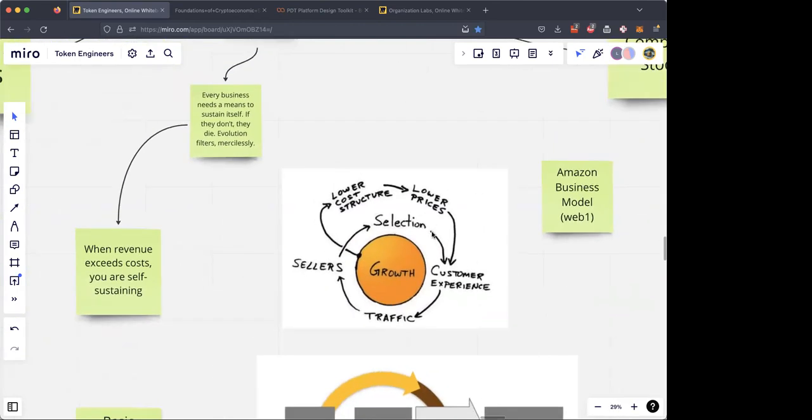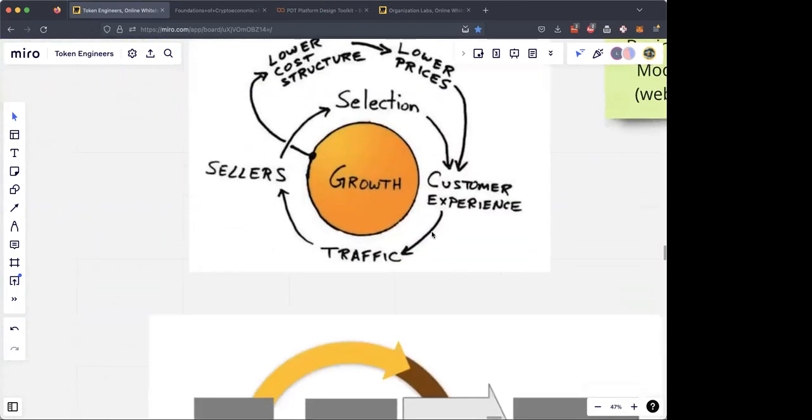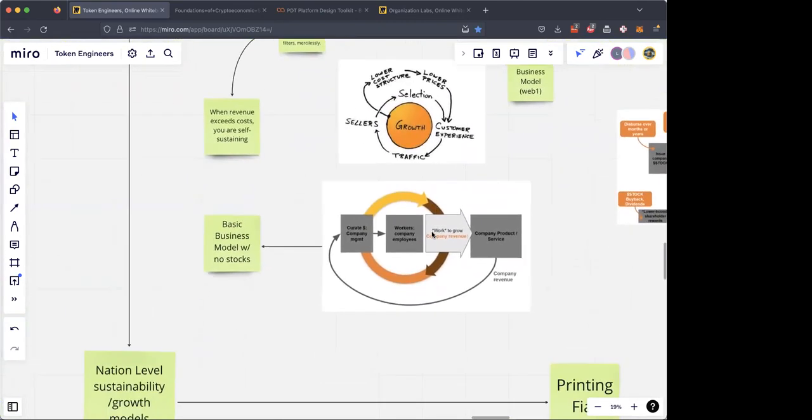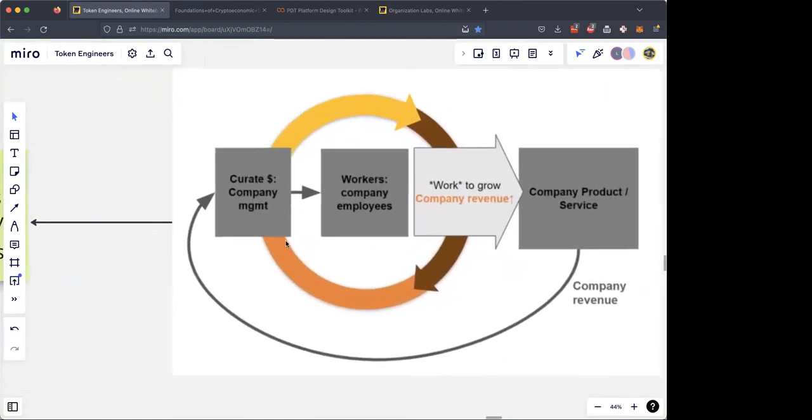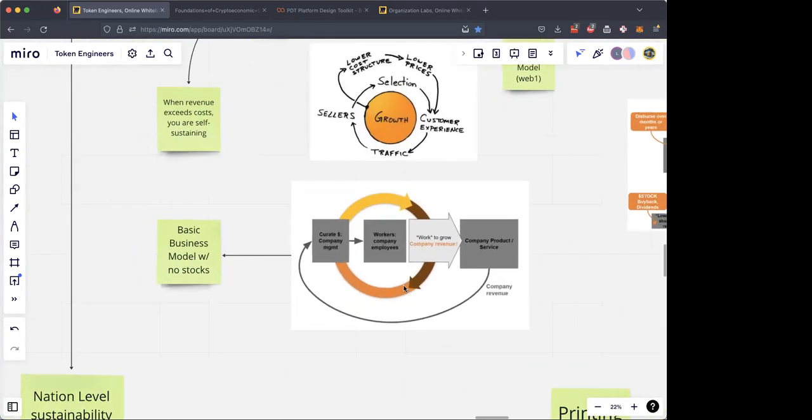And you kind of need something like this for each business, is the basic argument. And it gives you the argument for how businesses work. This is the basic model. So you have some money that is decided by the company management where the money goes, and that turns into work to grow company revenue. Workers are the company employees, they do the work, and that turns into a product or service, which turns into company revenue. And if you do this well, this keeps growing. But this is the basic business model.